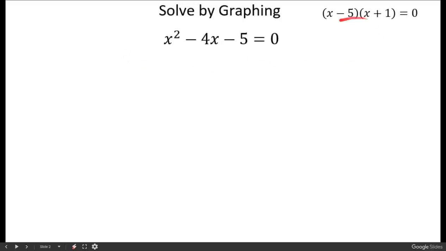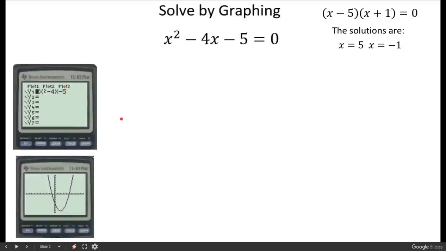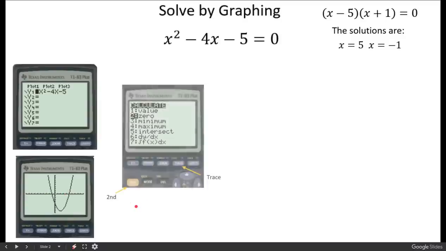Now, if you just tried to factor it, you would get the zeros pretty easily. But if you wanted to confirm, or if you had a more difficult quadratic, you could put this into your calculator. You'd go to y equals first and enter in the quadratic. And if you do zoom 6, you can see the graph, and it does look like it's at 5 and -1, but we'll just confirm it. You would go to second trace to bring up the zero.